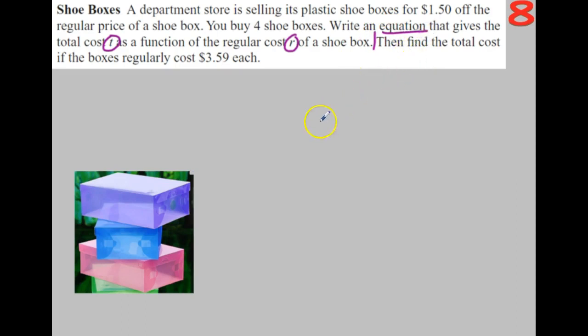First, we're going to write an equation. We know we're buying 4 shoeboxes, and we're getting them for $1.50 off the regular price. Well, the regular price, they said, is R, so 4 multiplied by the regular price, but they're subtracting $1.50. That will give us our total cost for 4 shoeboxes, which is T, total cost.